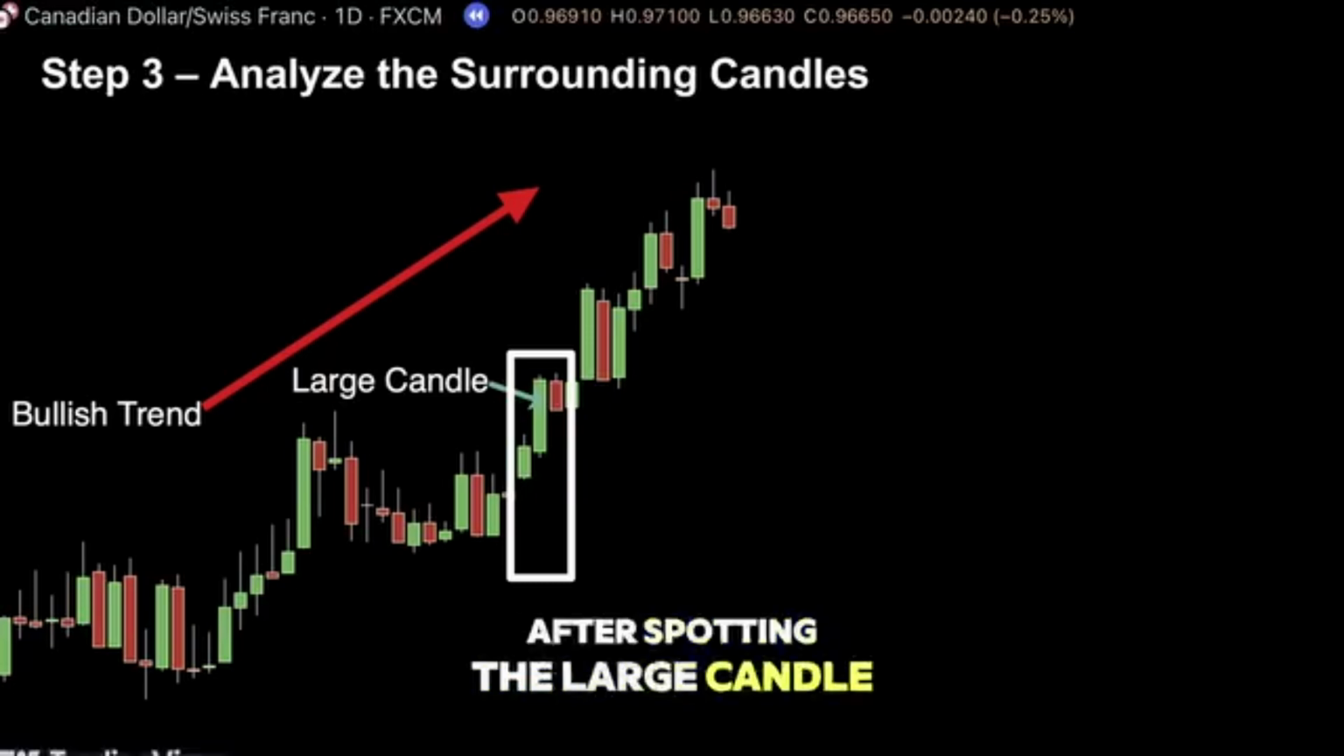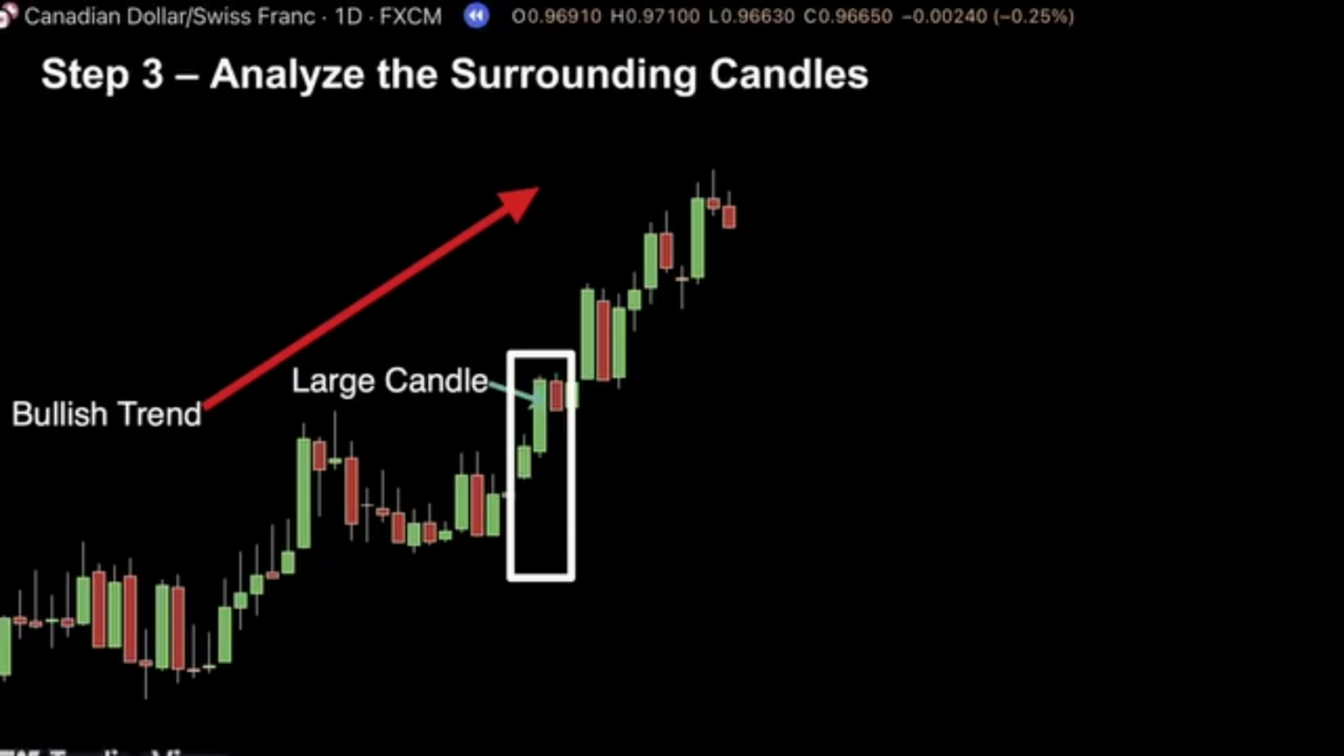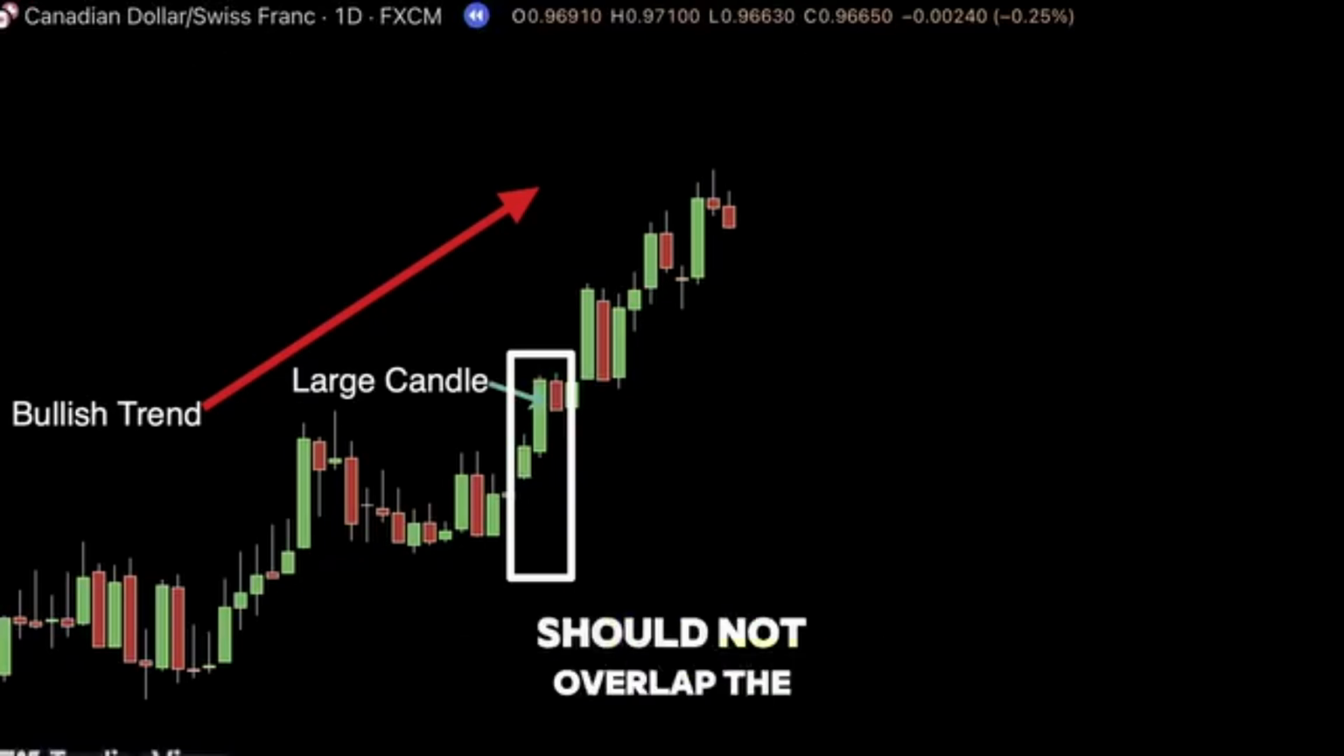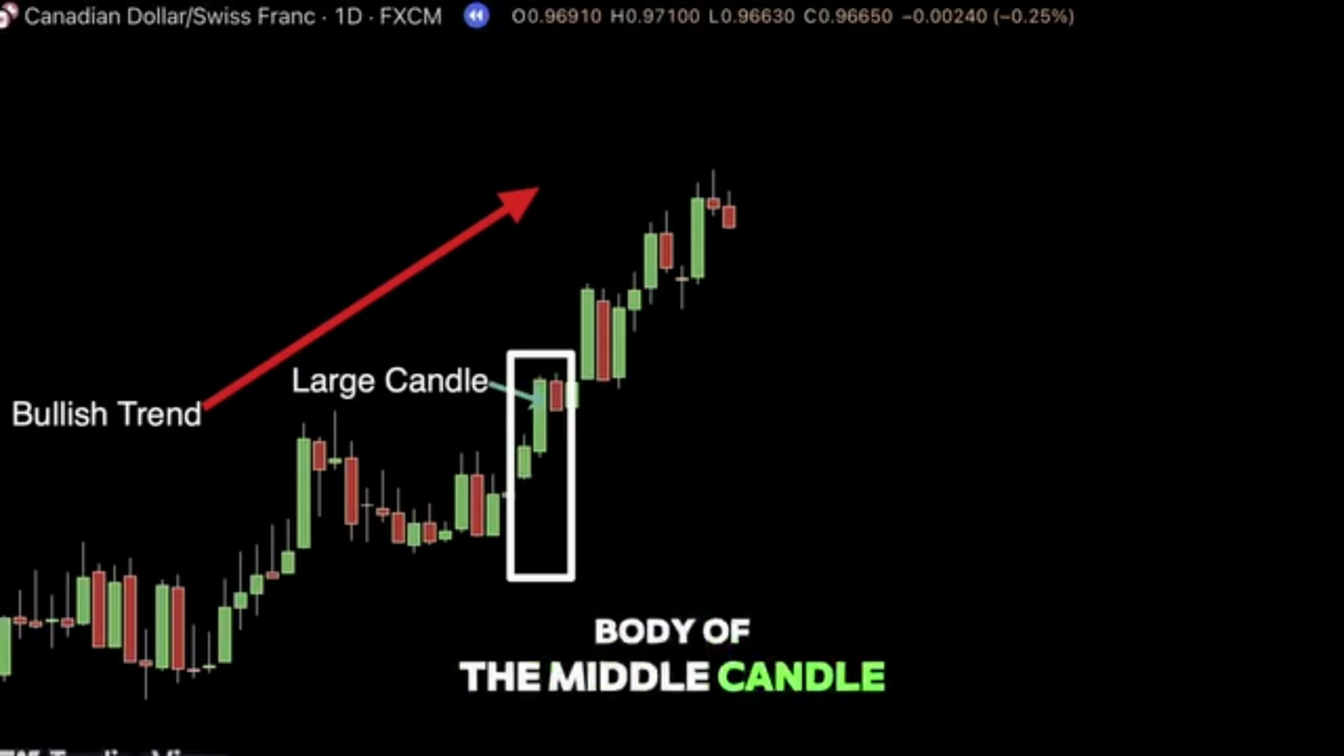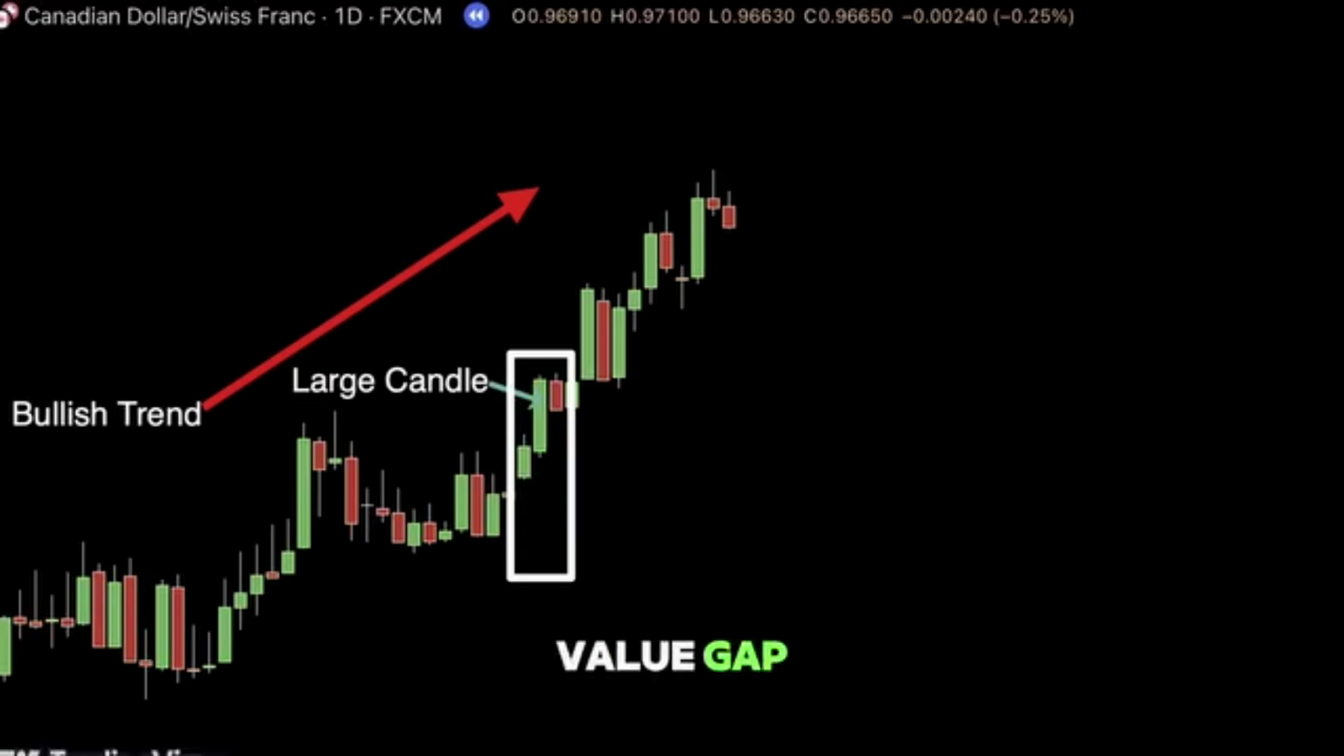Step 3. Analyze the surrounding candles. After spotting the large candle, examine the candle just before and the one right after it. Both the preceding and following candles should not overlap the body of the middle candle, which helps confirm a fair value gap. This gap is formed between the wicks of the first and third candles.